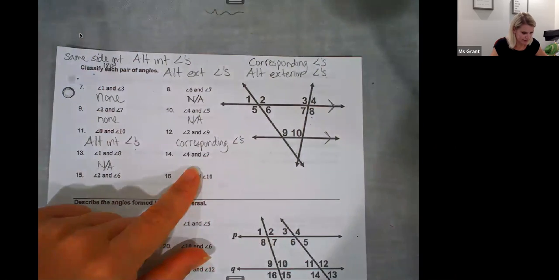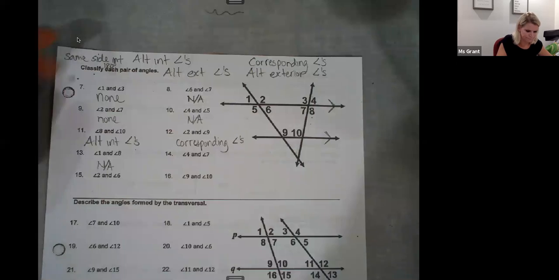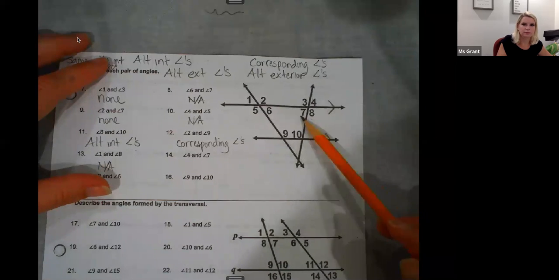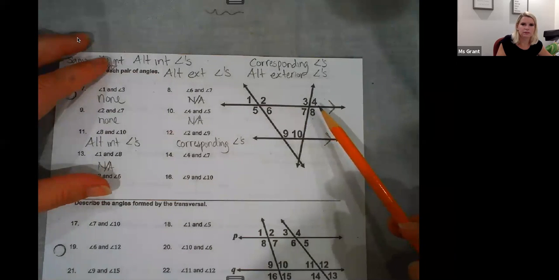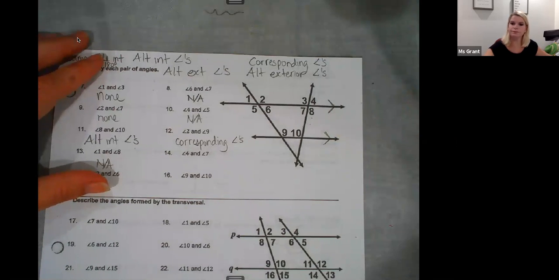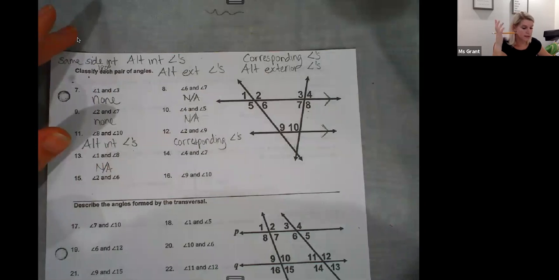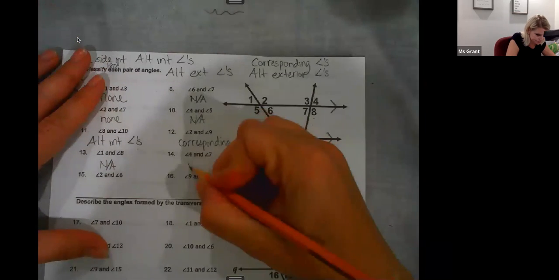4 and 7. Oh, we did this last chapter. Antonella, I thought I saw your hand, no? 4 and 7. This is one from last chapter. I'll tell you, it's vertical.